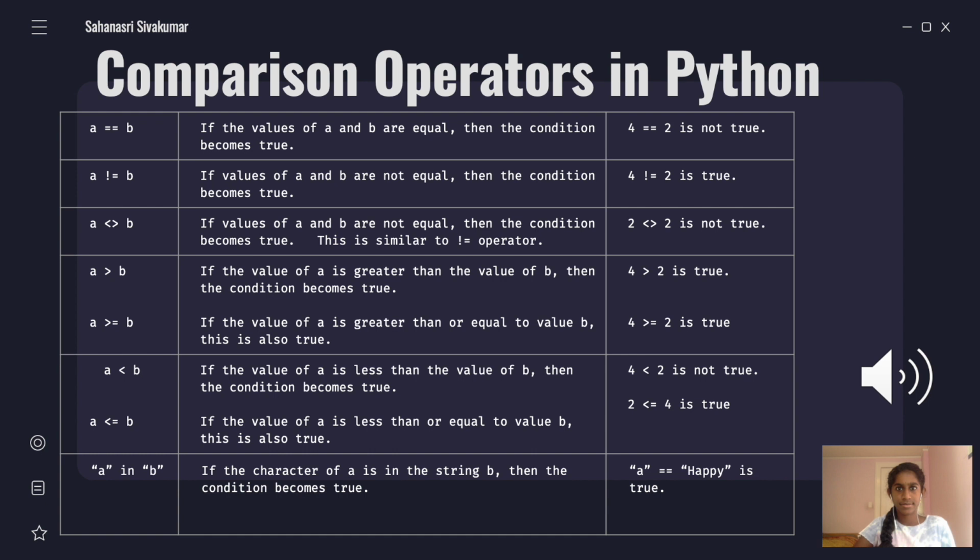This is a chart of different comparison operators used in Python. Some of the most common ones are double equals, not equals, and the greater or less than symbols.